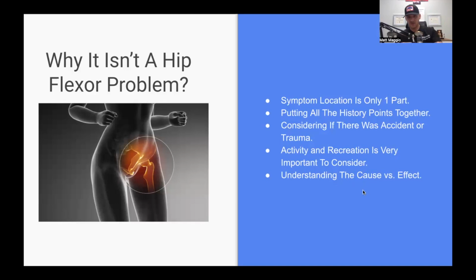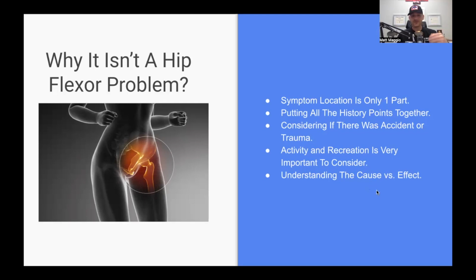And then the activity and recreation is very important to consider, as I talked about in the earlier slide. Like, what do they do? Are they specializing in the sport? Are they playing soccer year round? Are they playing baseball year round? Are they playing basketball year round? That repetitive overuse stuff can really put a lot of damage on the joint and the ligament and the cartilage in there as well.